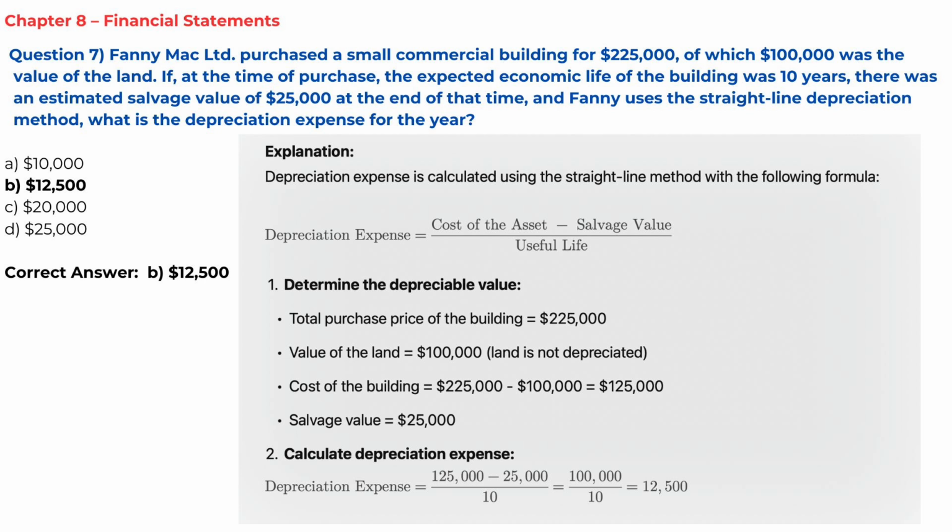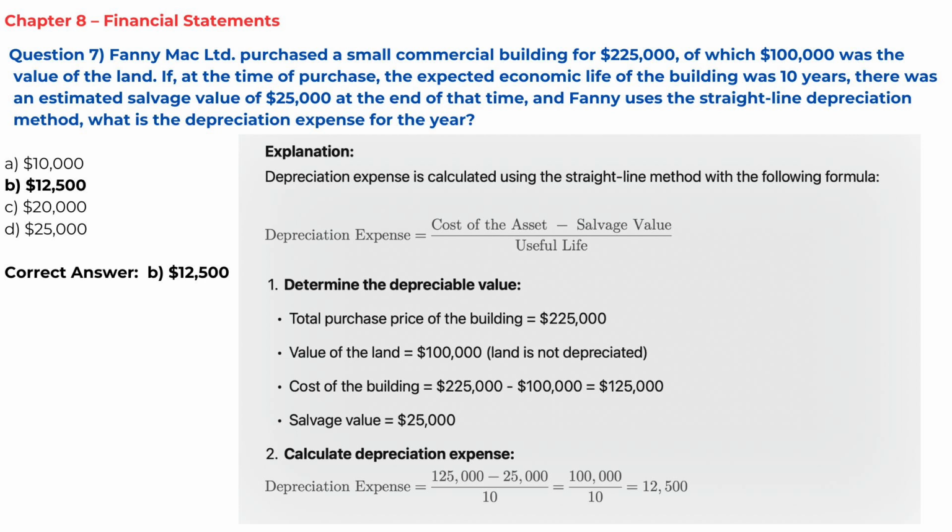Correct answer, B, $12,500. Explanation. Depreciation expense is calculated using the straight-line method with the following formula. Depreciation expense equals cost of the asset minus salvage value, divided by useful life. Step 1. Let's determine the depreciable value. Total purchase price of the building equals $225,000. Value of the land equals $100,000. Land is not depreciated. Cost of the building equals $225,000 minus $100,000 equals $125,000.